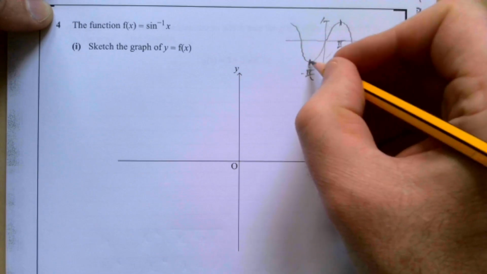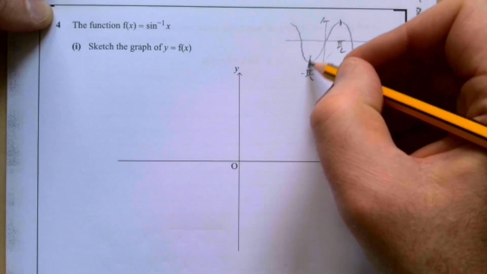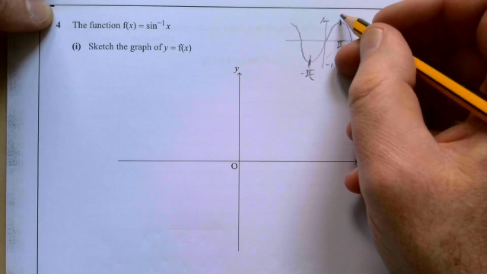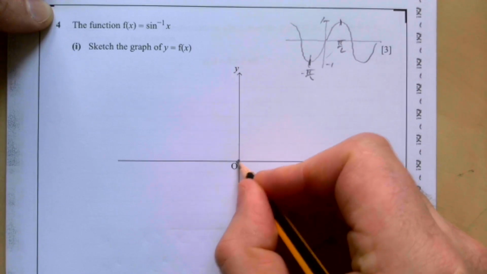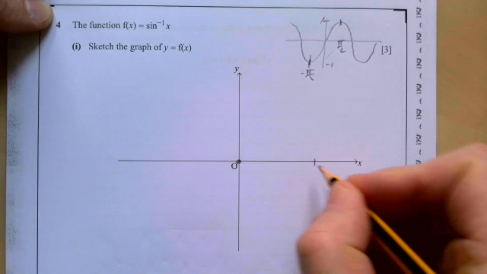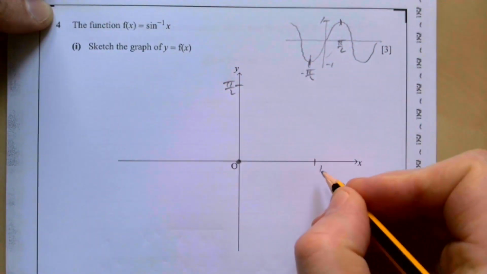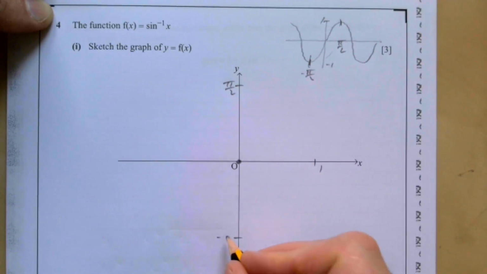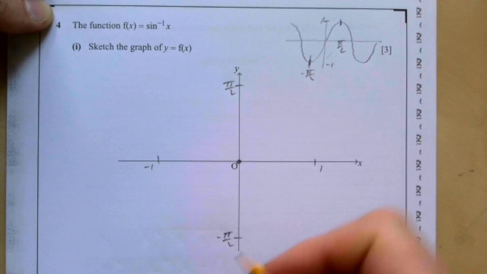Whenever we're doing the inverse, we're effectively doing the inverse of this. So a couple of different things: we're effectively reflecting in y equals x, which helps to see how the shape works. Some of the coordinates we know. So 0, 0 is going to be in there, the point 1, pi over 2, and then we're going to have minus pi over 2 here, and then minus 1.